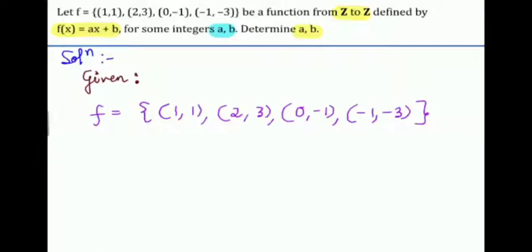Okay, now the function f is equal to {(1, 1), (2, 3), (0, -1), (-1, -3)}, be a function from Z to Z defined by f of x is equal to ax plus b for some integers a and b. Determine a and b. So you have to find just a and b.